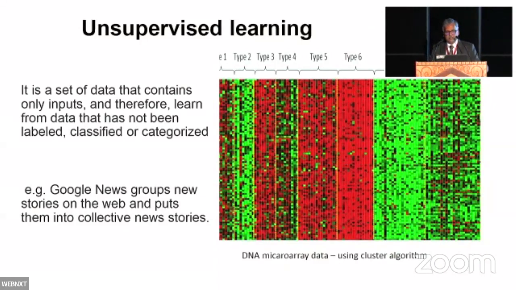Now, let's move to unsupervised learning. It is a set of data that contains only inputs and therefore learns from data that has not been labeled, classified or categorized. So for example, every morning we get up, take a phone and look at Google News. This Google News takes up stories from the web. It selects what is being watched and heard by people and it offers to you. So similarly, if you have a huge population and you know their DNA microarray data and you feed all this data, this artificial intelligence can actually categorize them based on their genetic distribution and show who are similar in genetic patterns.